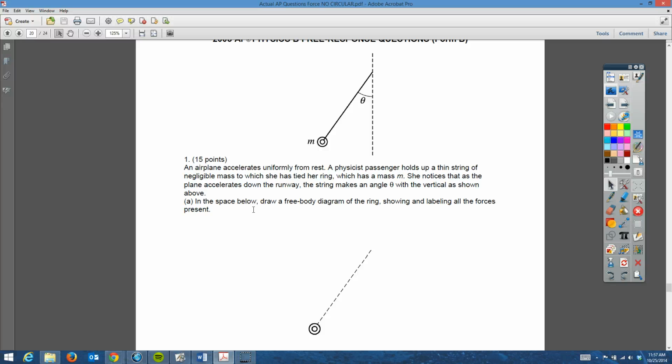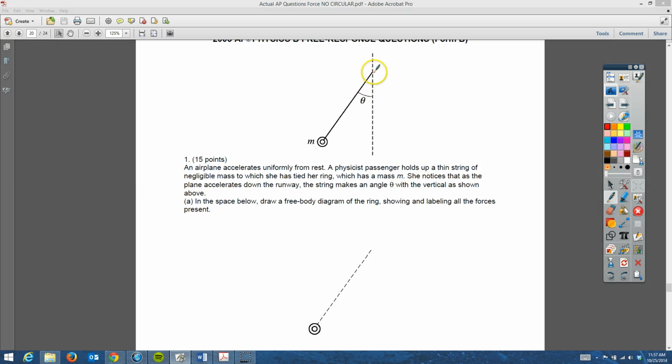Hey, this is Horner, and we're going to look at 2003 Form B, number one. You have an airplane that is uniformly accelerating from rest. There's a physicist passenger, and they have a string that they're holding. So they're holding it right here, and normally it would hang straight down. So you would see something more like this, and he's put a ring on it.